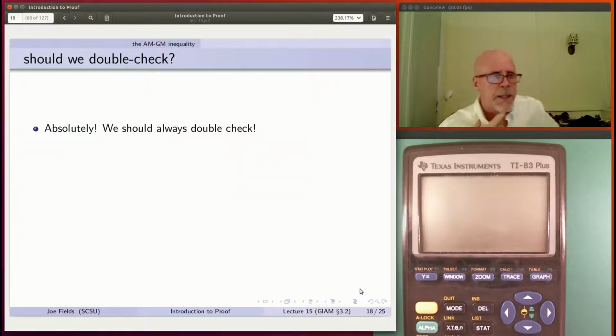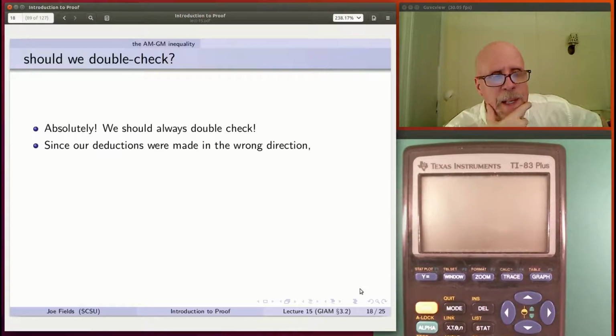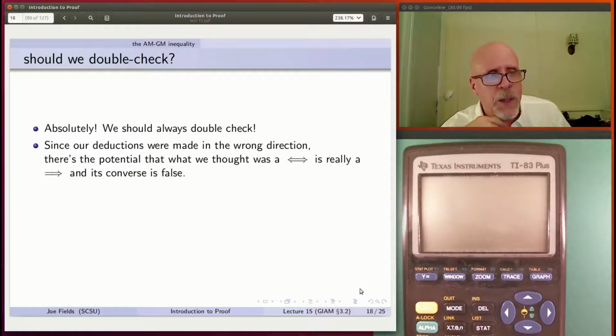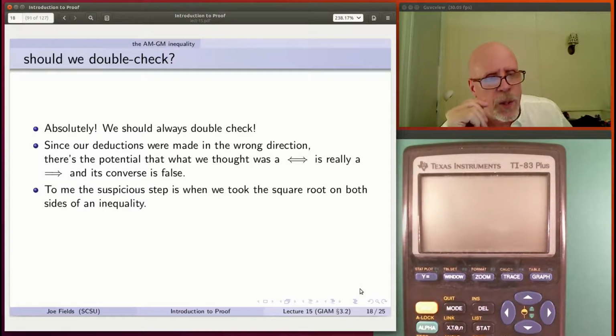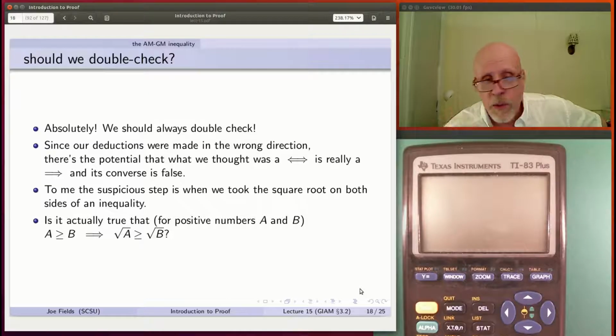Should we double check? Yeah, we always should double check. I'll get to the point that I mentioned, that the deductions we came up with were going in the wrong direction. So unless they were if and only ifs, we could have had an error in here. What I'm particularly worried about is this step where we took the square root on both sides of an inequality. Is it really true that if I have two positive numbers, a and b, and a is the bigger of them, the square root of a is bigger than the square root of b? Well, probably shouldn't do it this way, but I'm cheating a little bit.